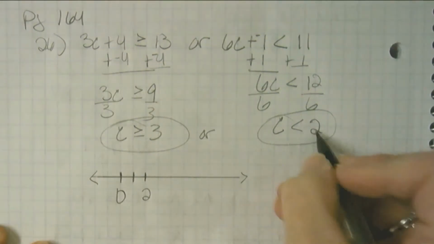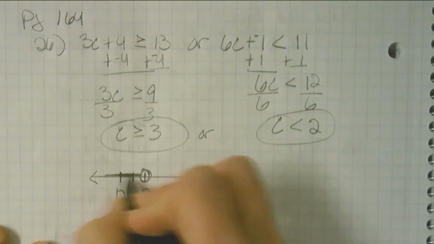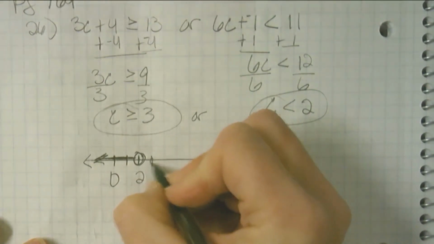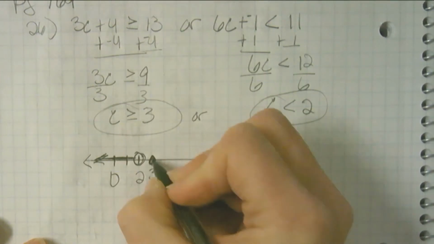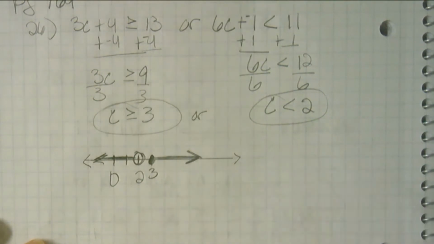So my c is going to be less than 2. So I have an open dot at 2. And it's everything to the left of 2. And then I have c is greater than or equal to 3, so I have a closed dot at 3, and I have everything to the right of 3.